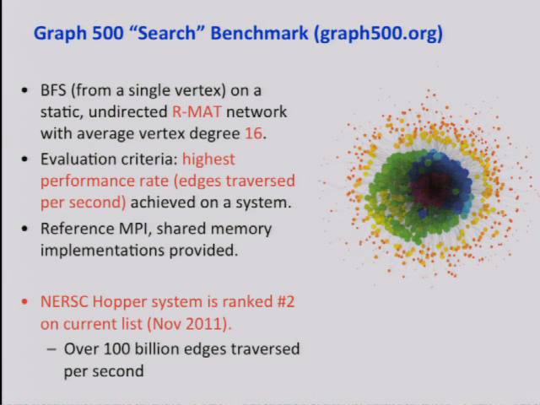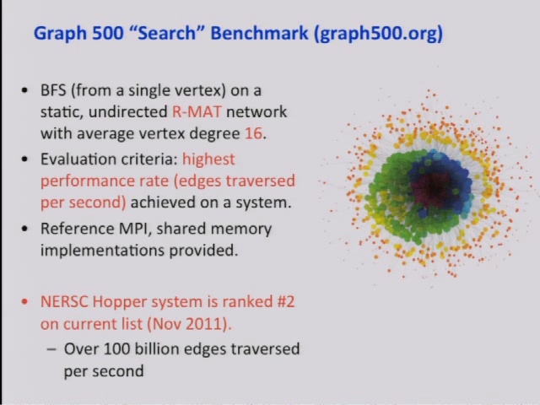The input is given. Yeah, it scales up, in the sense that it's a synthetic graph generator that tries to resemble social networks, in that it has a power-law-like degree distribution in the vertices. It has low diameter, so it's a small-world graph. And the NERSC Hopper system is currently ranked number 2 on the current list, which can do over 100 billion edges traversed per second. And I claim these are going to improve because the algorithms are still improving. The machine will stay the same, but the algorithms are going to improve.